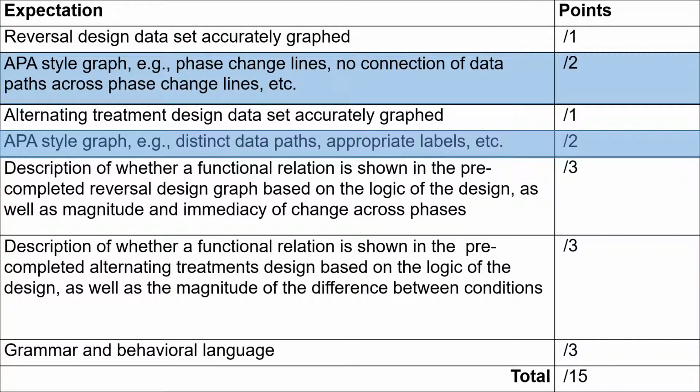Your graphs must be in APA style. That means that each of the two graphs should have an appropriate X and Y axis label, no borders around the graphs, no horizontal lines on the graphs, black and white data series, Times New Roman font, etc.